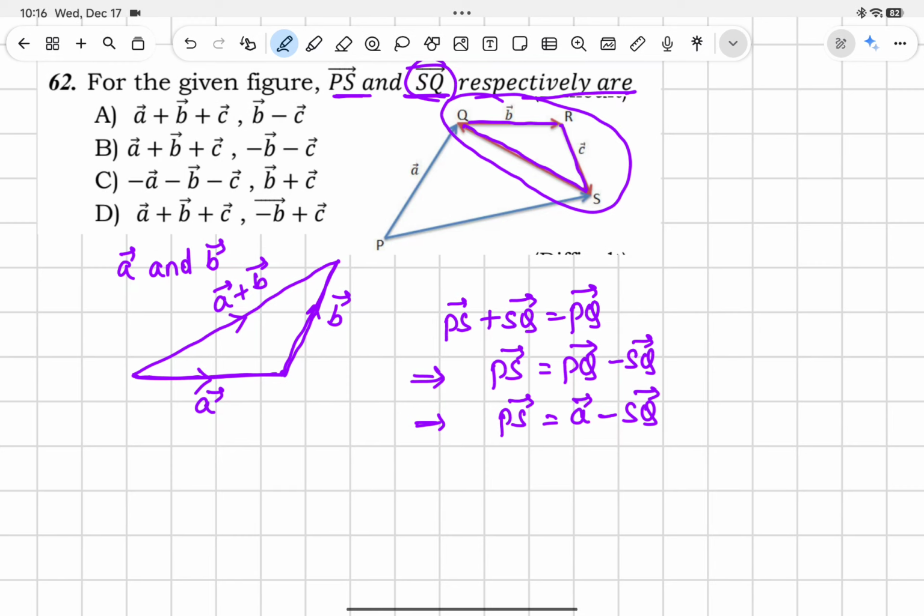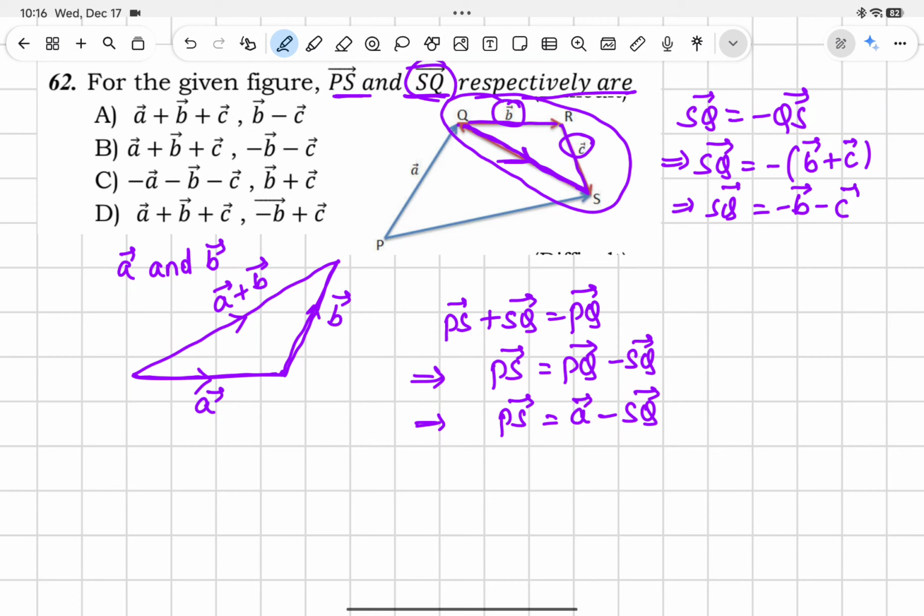So if I consider the opposite direction of SQ, it will be vector QS. Basically, vector QS and vector SQ have the same magnitude, but they are in the opposite direction to each other. So I can say vector SQ is the negative of vector QS. And by this I can write vector SQ is equal to minus of vector QS, and vector QS gives me vector B plus vector C. So vector SQ can be written as minus vector B minus vector C.